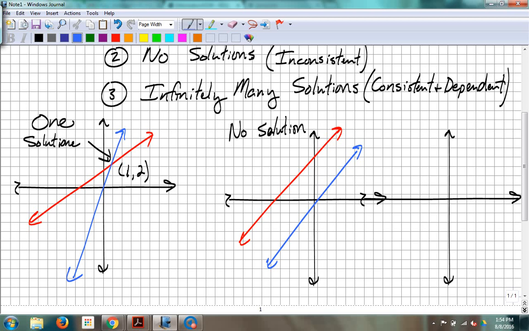Their slope is the same. Very good. That's a great answer. The slope's the same. They have to be for them to be parallel. Okay, so no solution means they never cross. Those two lines are parallel to one another. Okay?